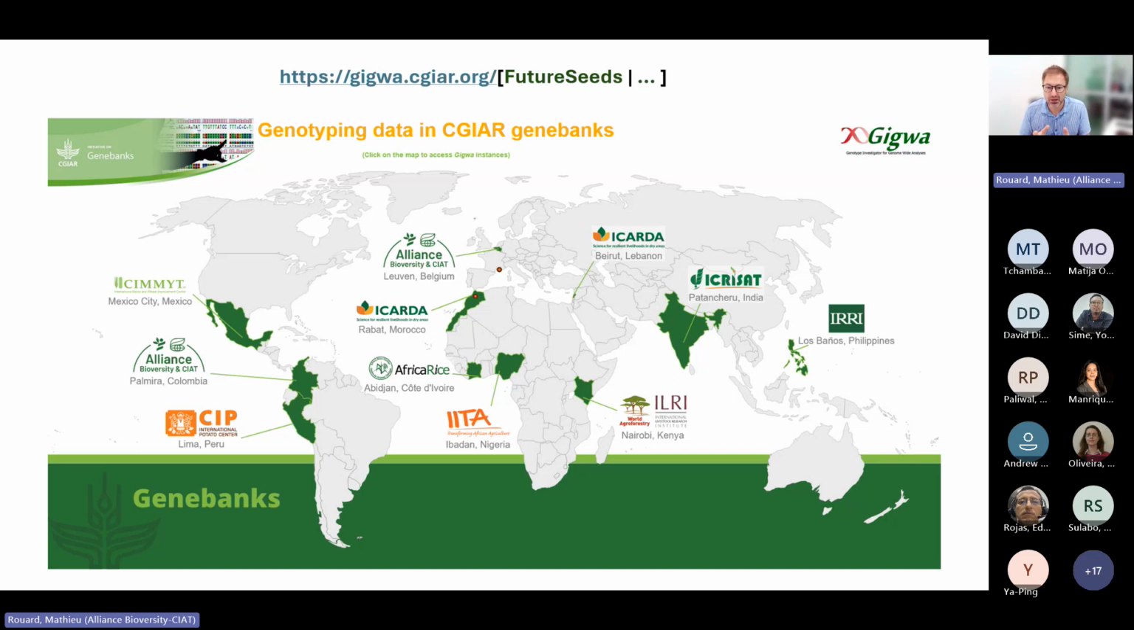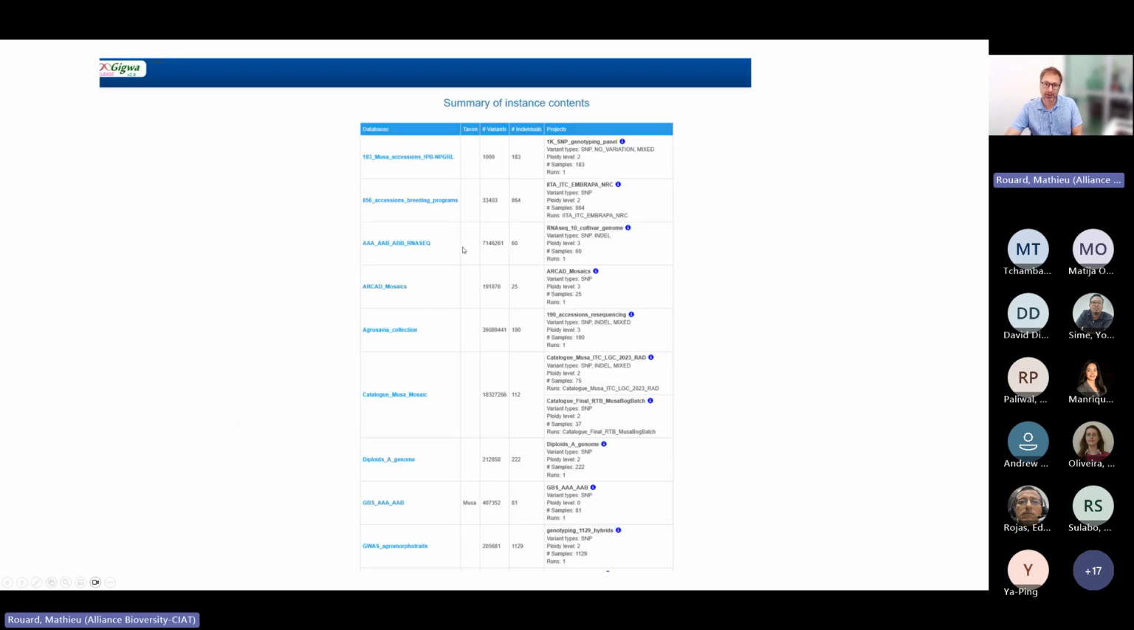Some centers are testing it because they don't know if they are going to put it in place, because there are policies, like in CIAT, that can be a bit more difficult for genomic data. But that's what you have online. So if you go to gigwa.cgir.org, you can access this and have a look at the different instances.